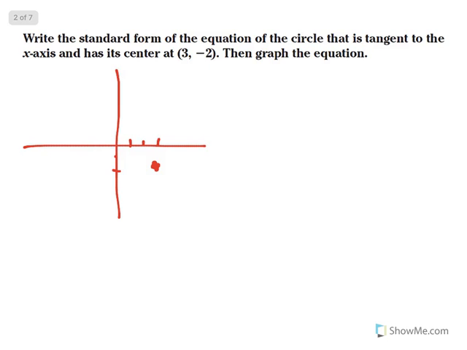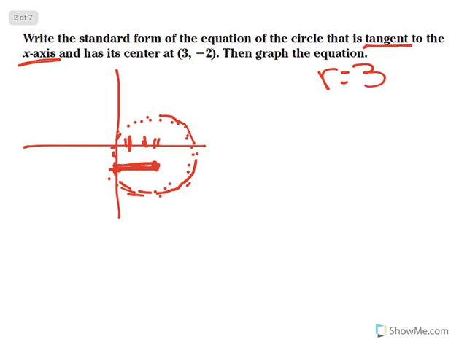And then it's tangent, meaning it's touching the x-axis. So it's going to go around and touch the x-axis. Well, we really only need to know how far it is from the edge to the center. So I am going to go ahead and draw the whole circle, even though it doesn't really look like a circle. It's a really bad circle, but you get the idea. What we need is how far it is from the edge of the circle. So if this is at 3, 1, 2, 1, 2, 3, our radius is 3.